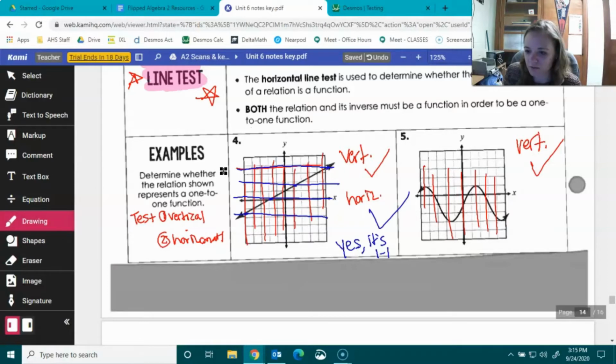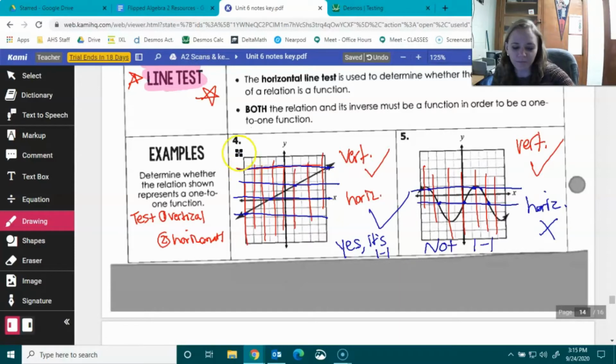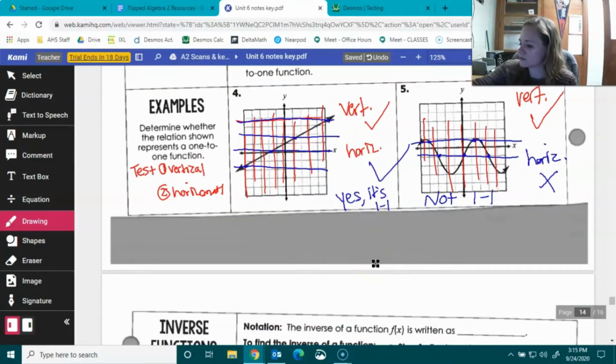Okay, horizontal. Oh, I get to the graph down here. Whoa. I'm intersecting horizontally multiple times, so we can tell this is not going to work out. Yeah, the horizontal line test fails. Therefore, no, it is not one-to-one. Okay? Alright, there's an example of your horizontal line test.